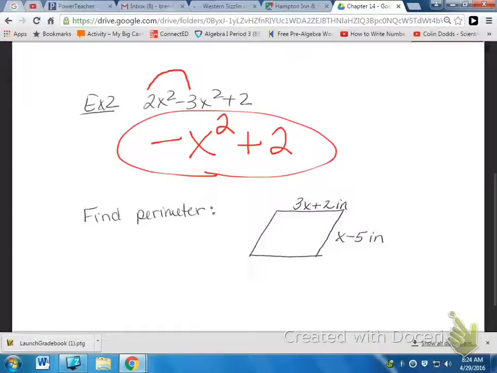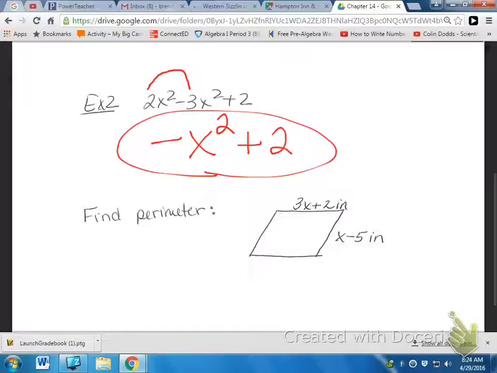All right. One last thing, and that would be finding the perimeter of this shape. Does anybody recognize what shape that is? A what? Starts with a P. Parallelogram. Is it a rhombus? It is not a rhombus. It would be a rhombus if all the sides would be equal, but it looks like they're different. The top one is 3x plus 2, and that's in inches, and the side one is x minus 5.